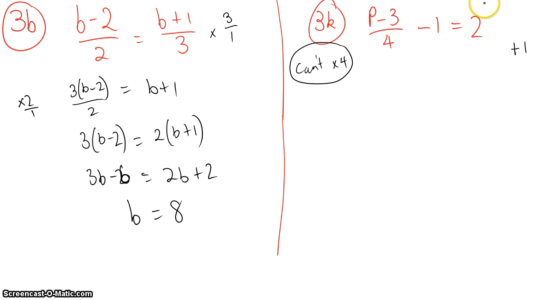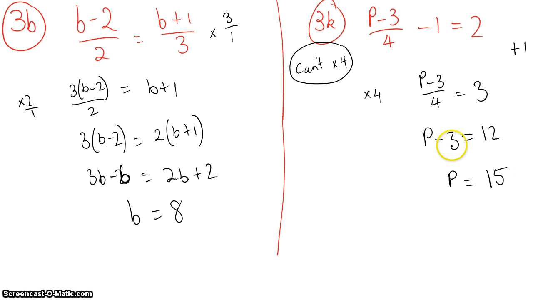I'm going to add 1 to both sides. p minus 3 over 4 equals 3. Now I can multiply both sides by 4, so p minus 3 equals 12. Let's multiply by 4 just over there. And now I can add 3 to both sides to get 15. And that is my final answer. Again, you can put that back up in there and hopefully you'll get the right answer.